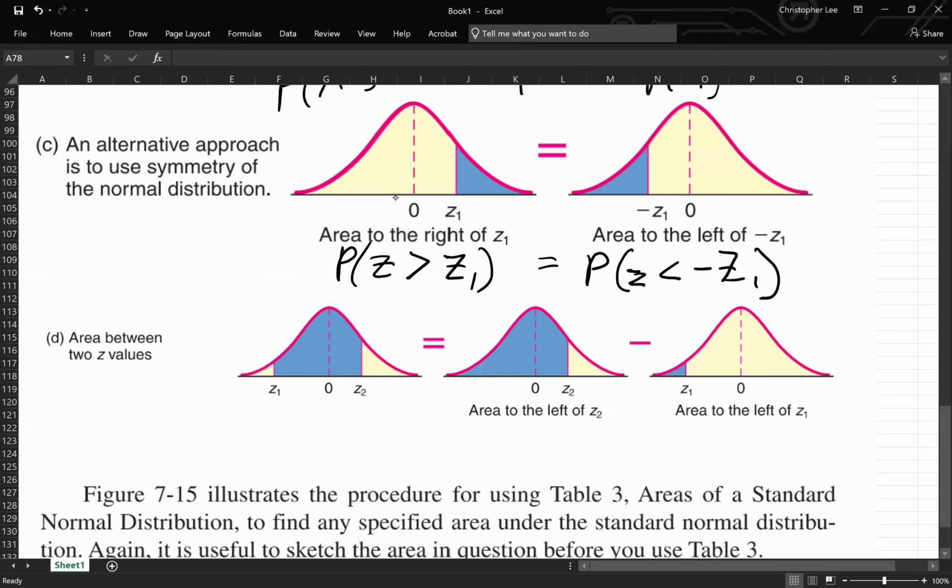But I prefer the other method. I prefer to take the whole distribution and subtract the one that I could look up from it whenever it's greater than. But I am allowing you guys to choose whatever you think is best.